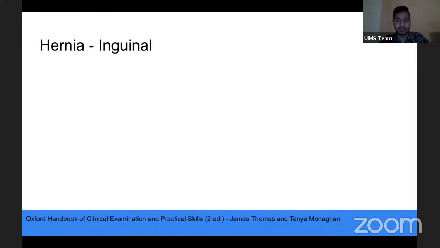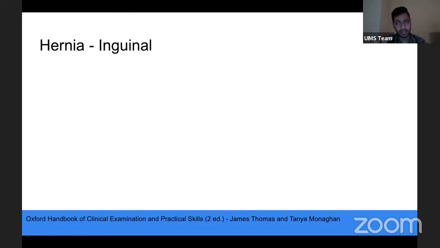As I mentioned before, we will talk about a little bit of anatomy, but not too much anatomy. But I think what's really important about hernia is more about how to examine it. And I think the most important hernia that you really need to know how to examine is the inguinal hernia. However, we can apply the same structure that I will discuss now to other hernias as well.